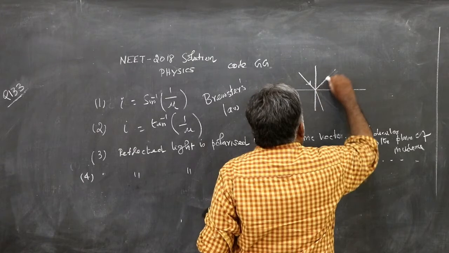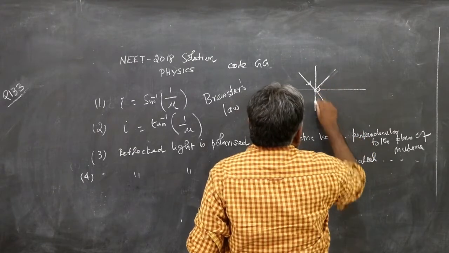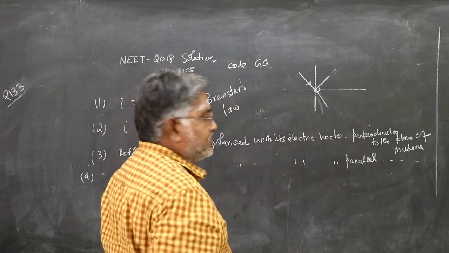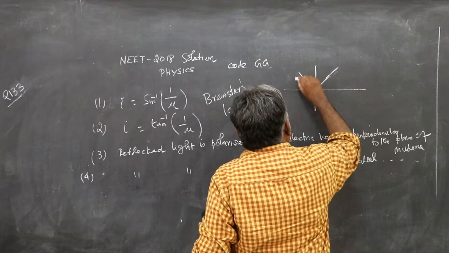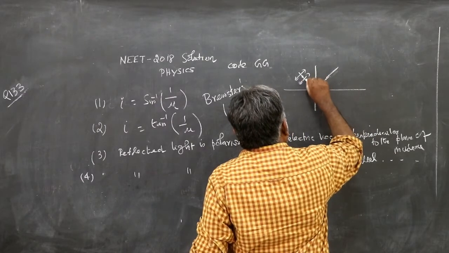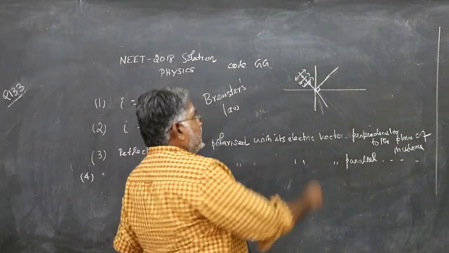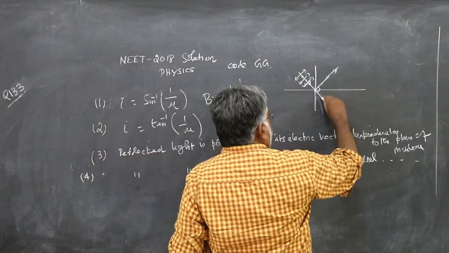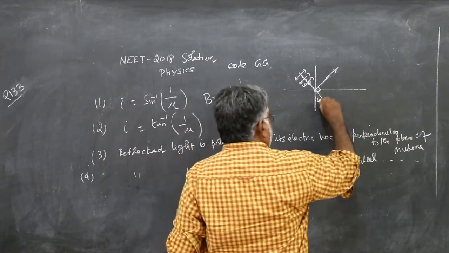Unpolarized light. This light is unpolarized, so it is represented like this. Unpolarized light. This is the reflected ray. This is the refracted ray. They are mutually perpendicular.